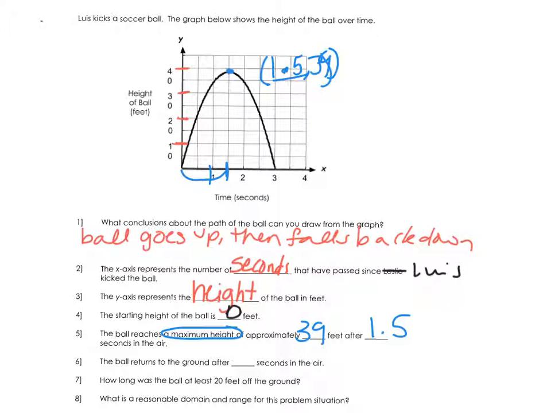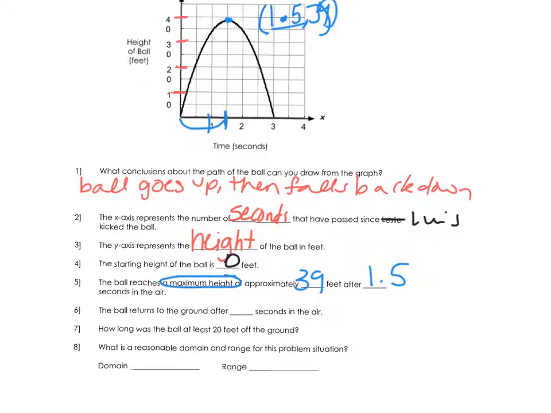All right, number 6. Can you read 6 for me? The ball returns to the ground after blank seconds in the air. All right, so for how many seconds was the ball in the air? Well, that's when it reached its max, right? So 3 total seconds. Look, from 0 to 3, that ball's in the air, right? So 3 total seconds.